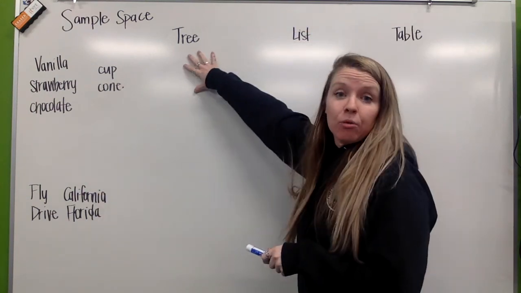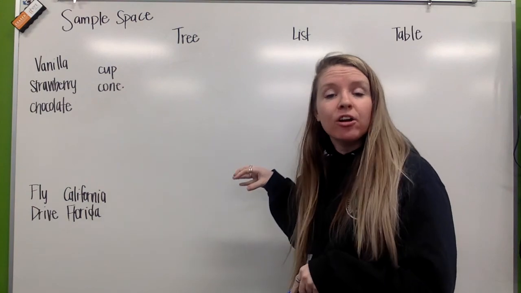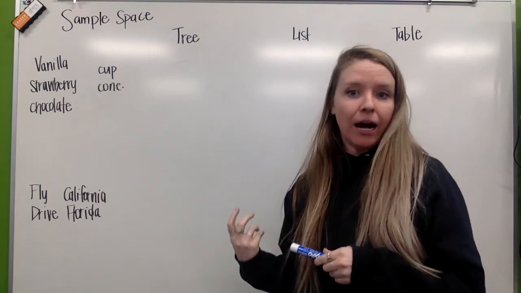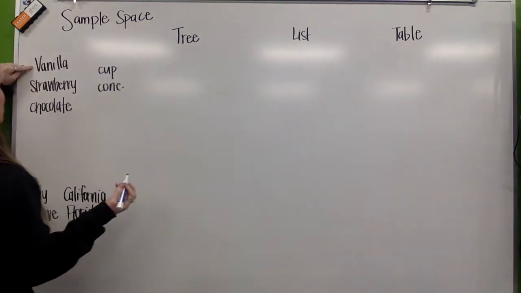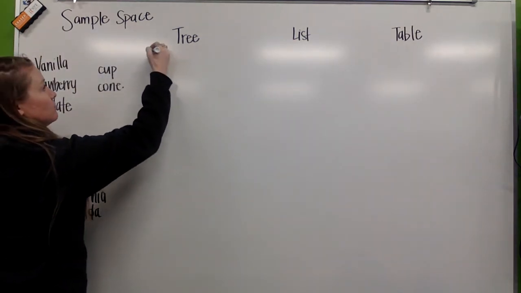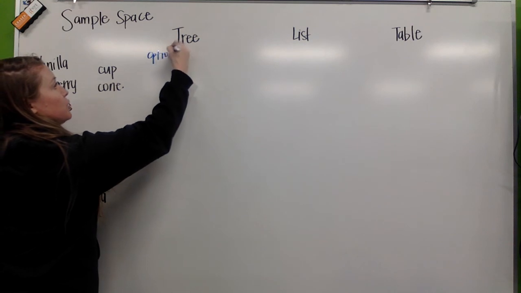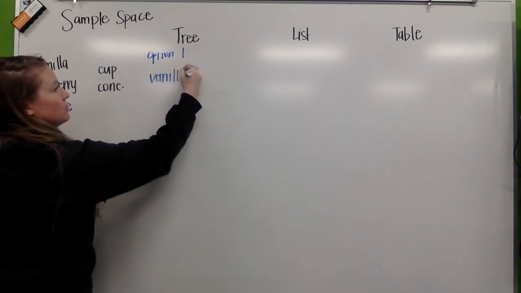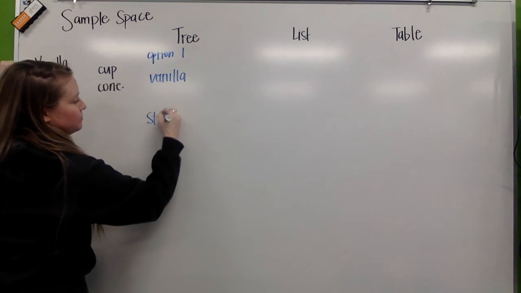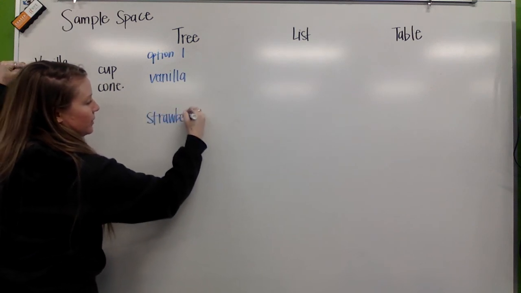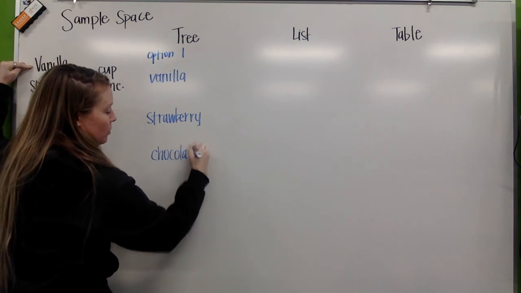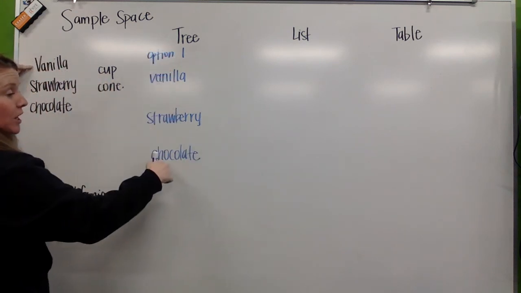So we're going to start out with a tree diagram. This tree diagram is going to represent our total outcomes. It's going to help us build our options. So our first options, we're going to list here. So I'm going to go ahead and start out with option 1. It's going to be vanilla, strawberry, or chocolate. So this is my first option.